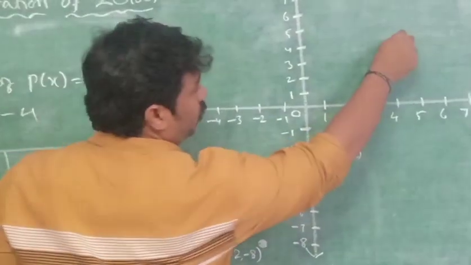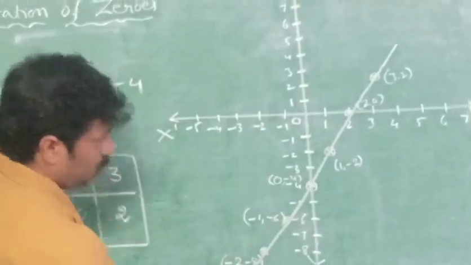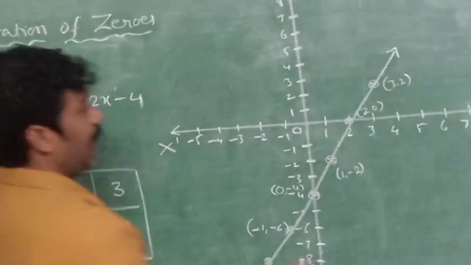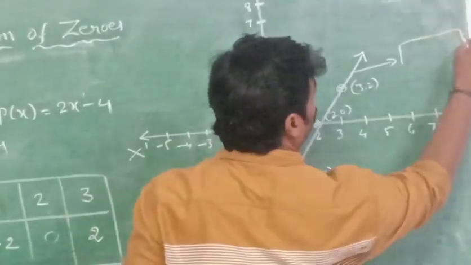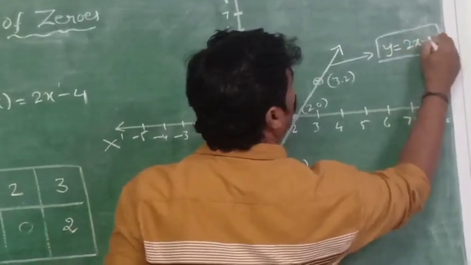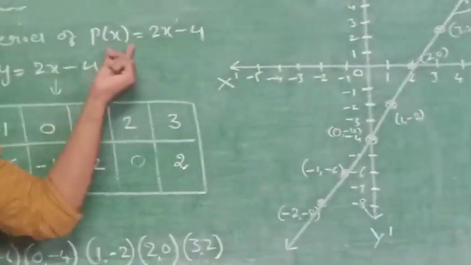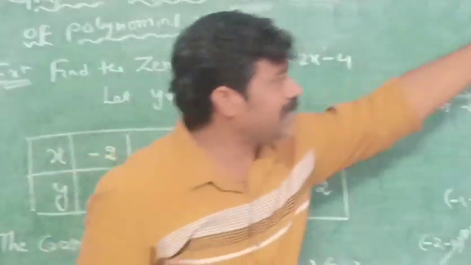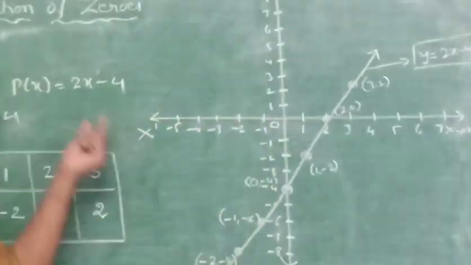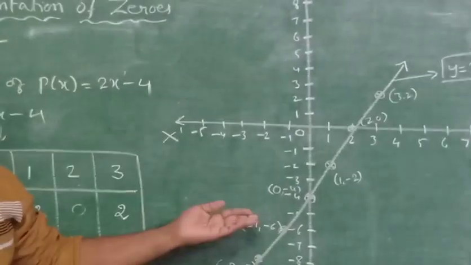So if you join all these points, then we'll get one straight line, and this line is nothing but the polynomial y is equal to 2x minus 4. So if you observe this, if you draw the graph of the linear polynomial, we are getting a straight line. So what we can conclude: the graph of a linear polynomial is a straight line. Okay, up to here, okay.